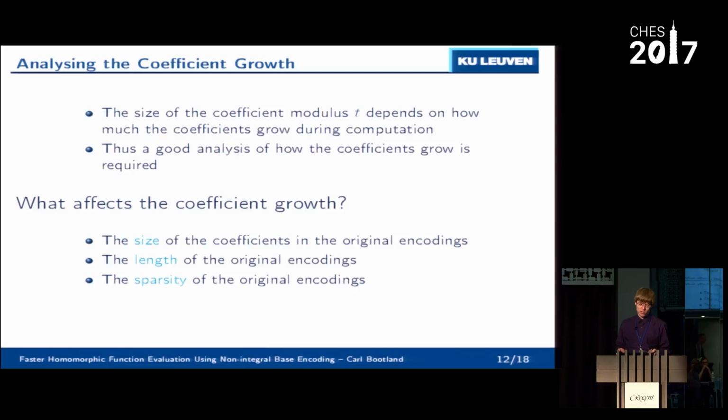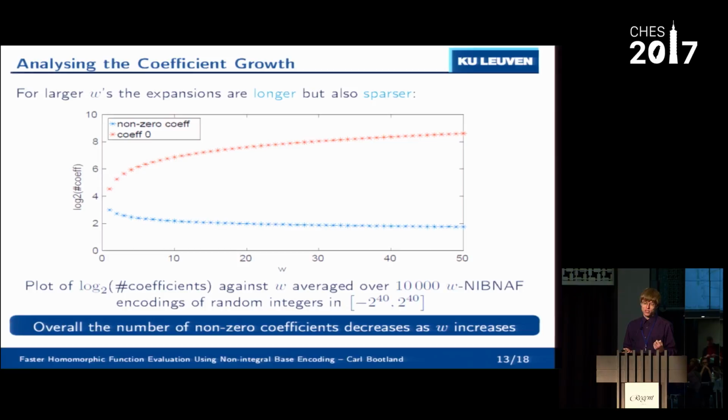So as W changes, as W gets larger, then the expansions get longer, but they're also sparser. Here I plotted in red the number of zero coefficients, and this increases as W increases, which is what we expect, as they're now sparser. What's more important is the blue line, which is the number of non-zero coefficients, and we see that this actually decreases as W increases, which is exactly what we wanted.